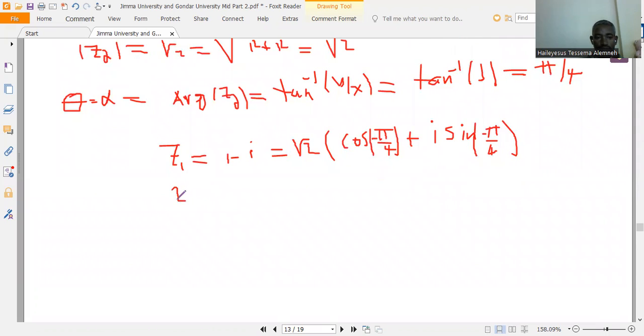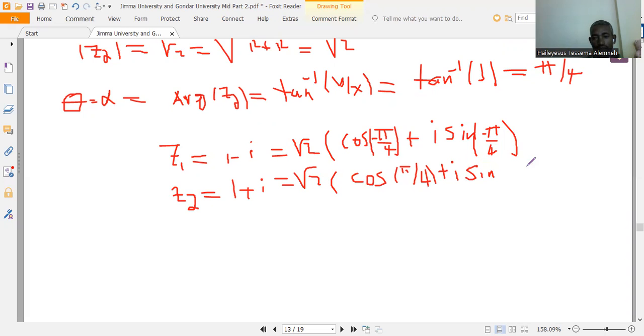And z2 is just 1 plus I, which is similarly the square root of 2 times cos pi over 4 plus I sine pi over 4. This is the polar form of z1 and z2.